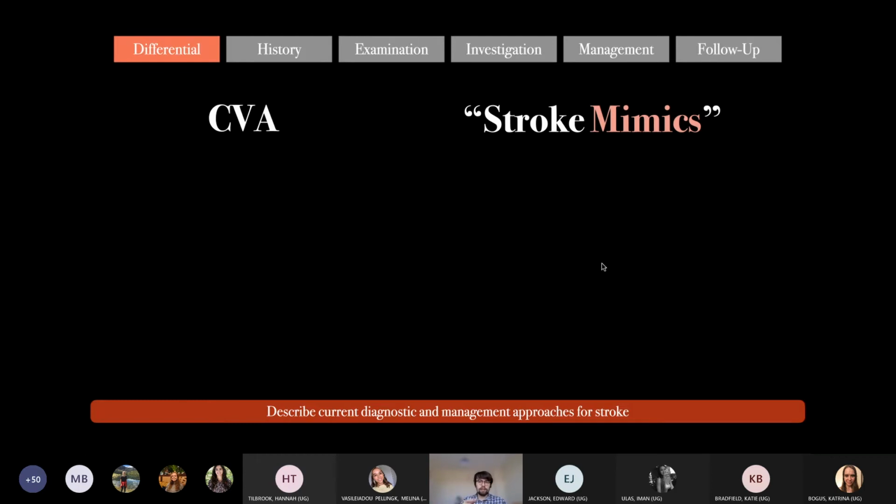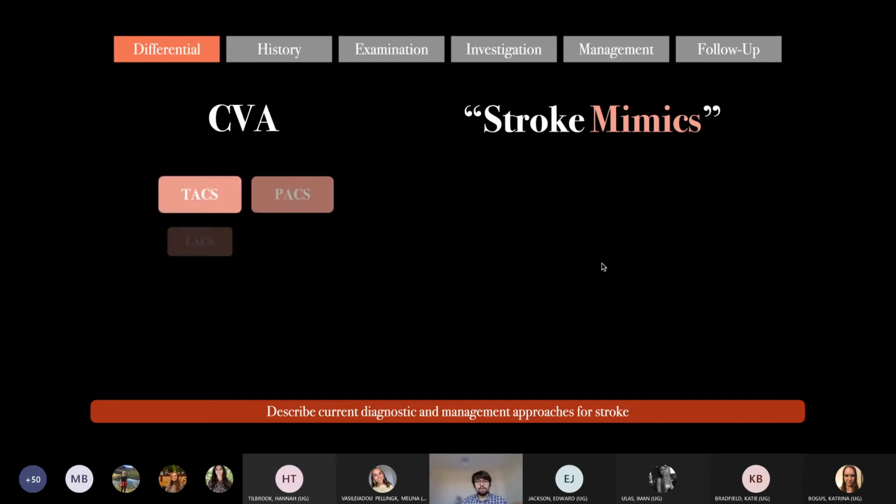So when we think about the differential, it's either a CVA, a cerebrovascular accident, which is the posh term for a stroke, or it's a mimic of a stroke. It presents like a stroke, but it's actually not a stroke. So it's important to ask focused questions in your history and look on your exam for the mimics of a stroke as well as a stroke. Because if you're blinded, or it's just a stroke, you might miss a brain tumor.